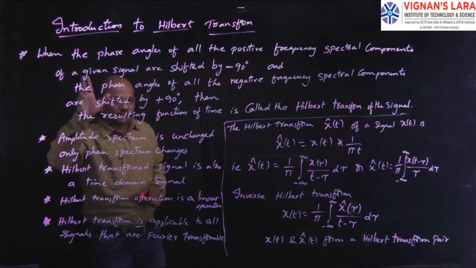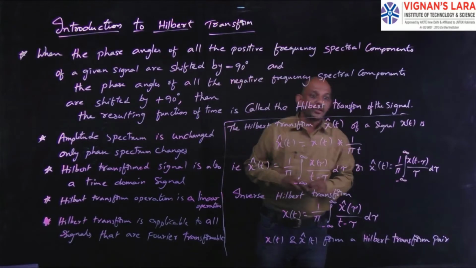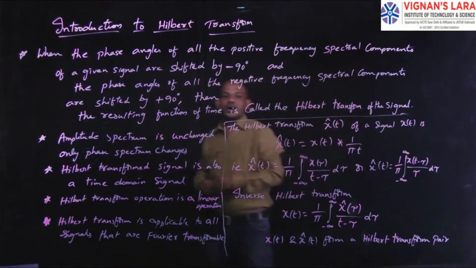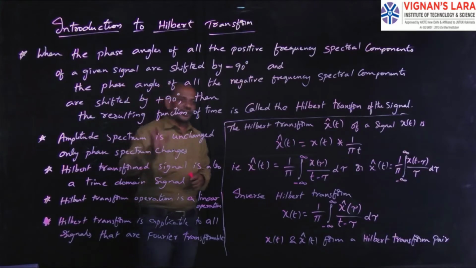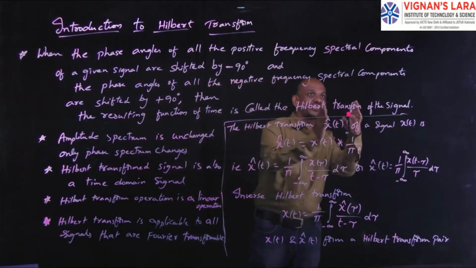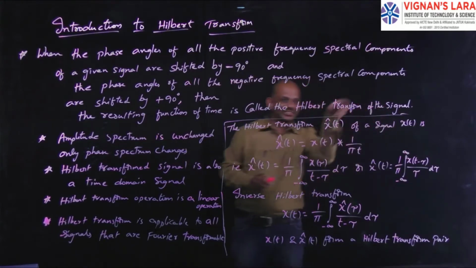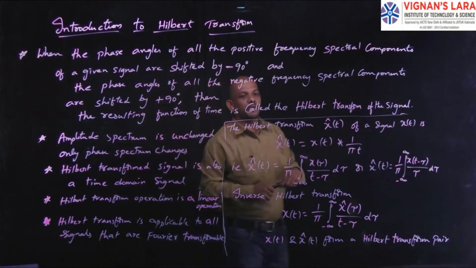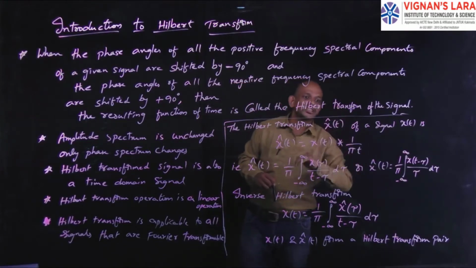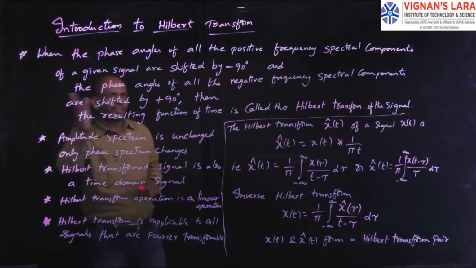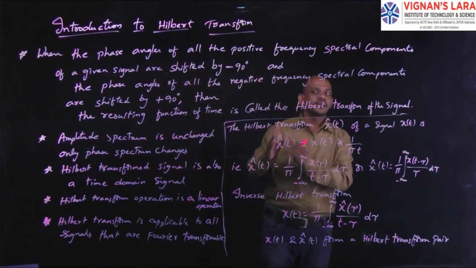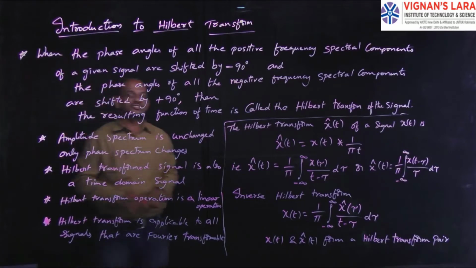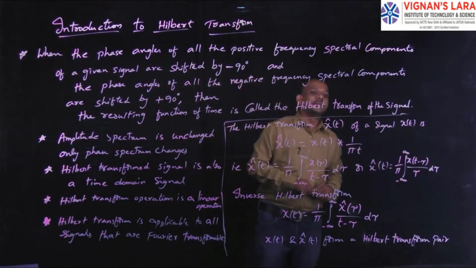Here, when the phase angles of all the positive frequency spectral components, that is positive omega of the given signal, are shifted by minus 90 degrees, and the phase angles of all the negative frequency spectral components are shifted by plus 90 degrees, then the resulting function of time is called the Hilbert transform of the signal.